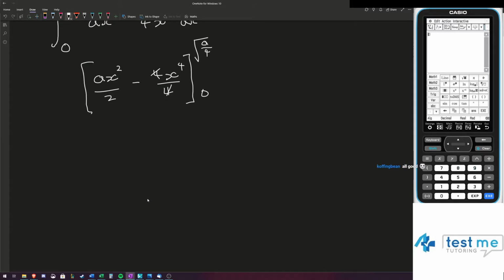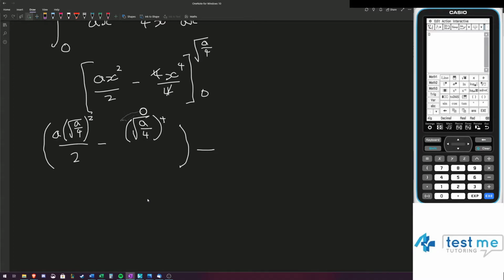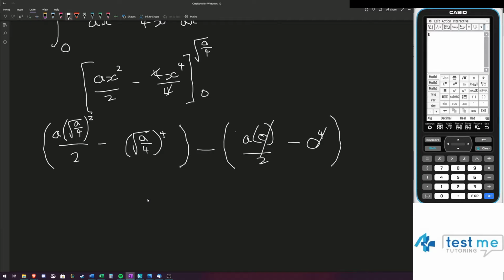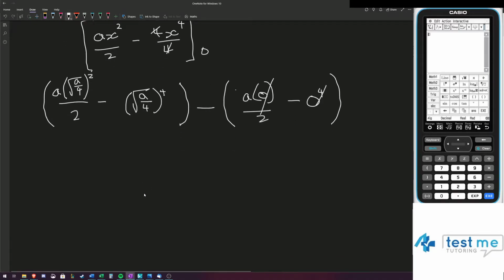So we now substitute them in. It's two brackets, so we go a times square root of a on 4 squared, which is helpful, always, minus the square root of a on 4 to the 4. Now we've cancelled out, so what we have is a over 2 times the square root squared, minus 0 to the 4, which again we can just cancel out.